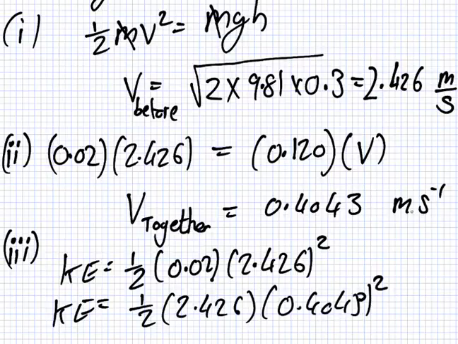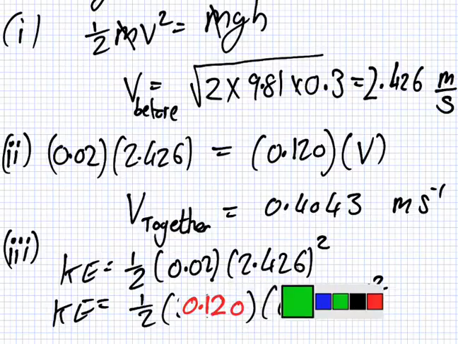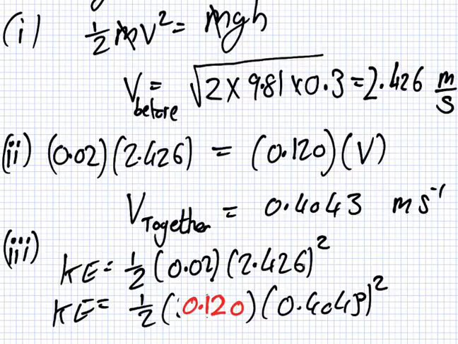What's wrong, Joshua? Oh, that's the mass. No, it's not. Oh yeah, sorry, I'm way off. Thank you, Joshua. This here should be 0.120. Okay. Kinetic energy before the collision.